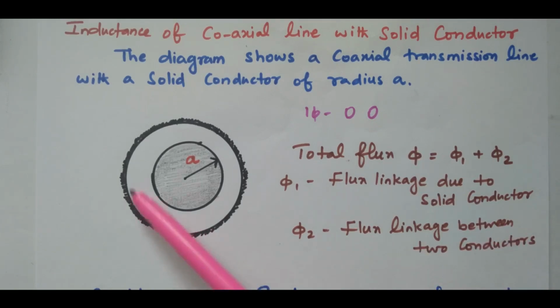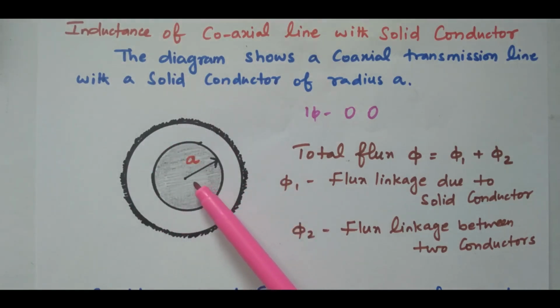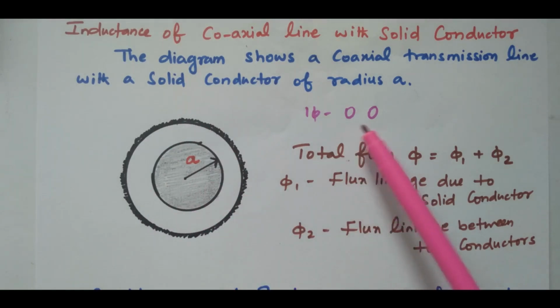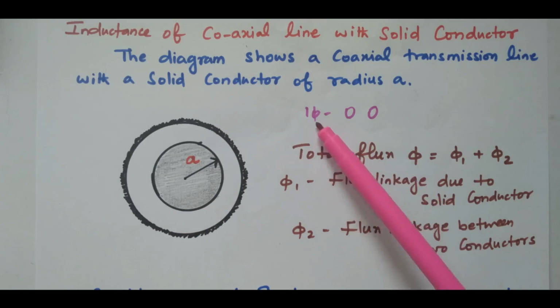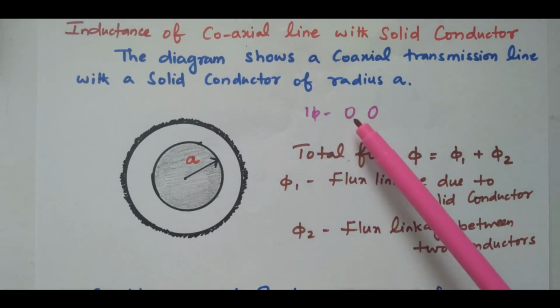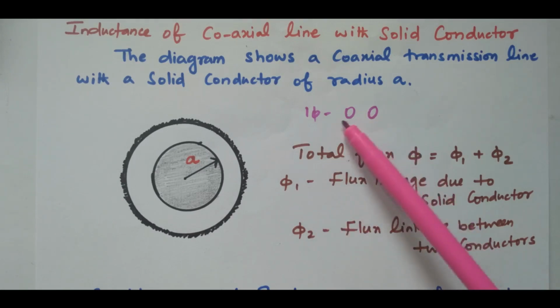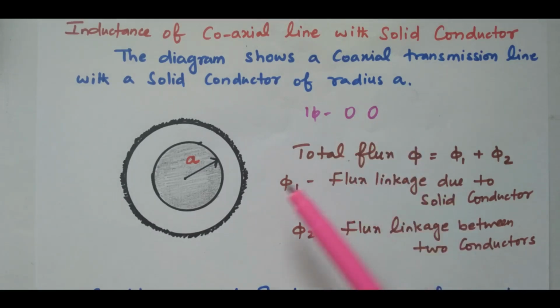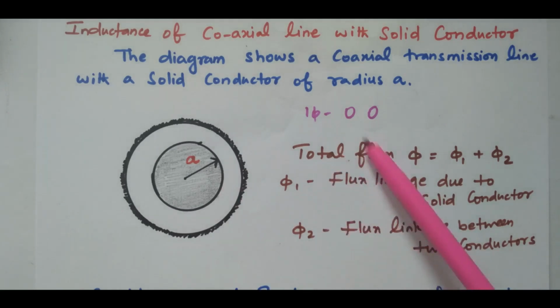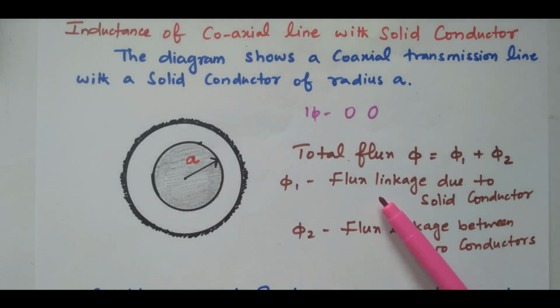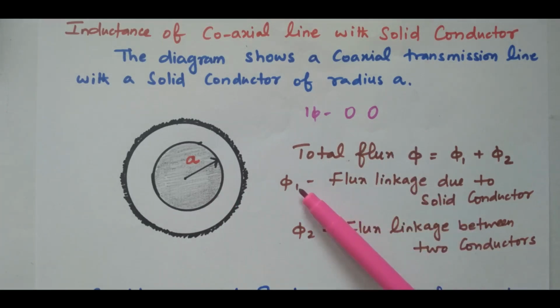In this derivation we consider only one conductor, a solid conductor with radius a. If you want to transmit single phase power, we need two conductors. So the flux is the flux due to the solid conductor psi 1 plus the flux between the two conductors psi 2. We assume that one more conductor is available nearby. So we need to find psi 1 and then psi 2.